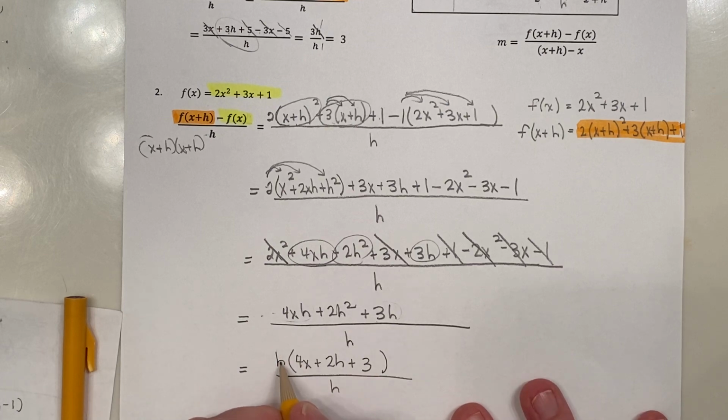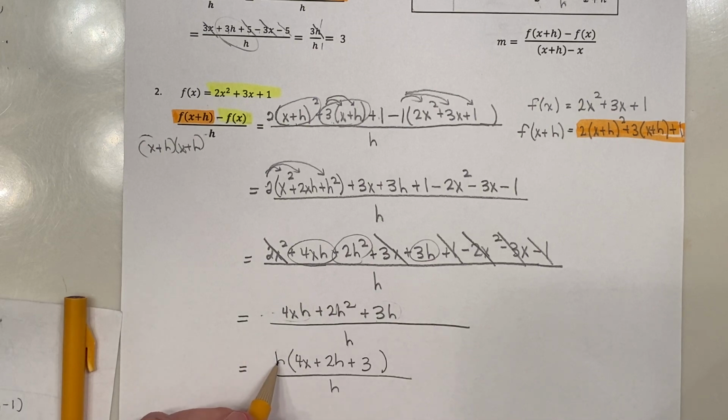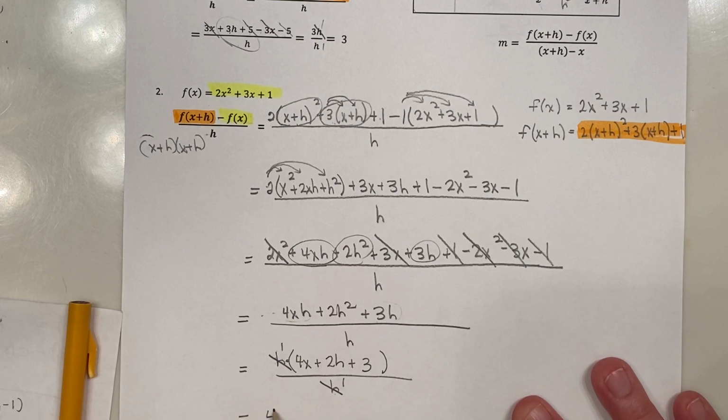Again, I always encourage you to check by multiplying back in to see if you get back to what you had here. Now notice that we have factors that can divide out. Once you pull that h out front, this becomes a multiplication problem, and I can divide out these common factors of h. So actually my answer is 4x plus 2h plus 3.